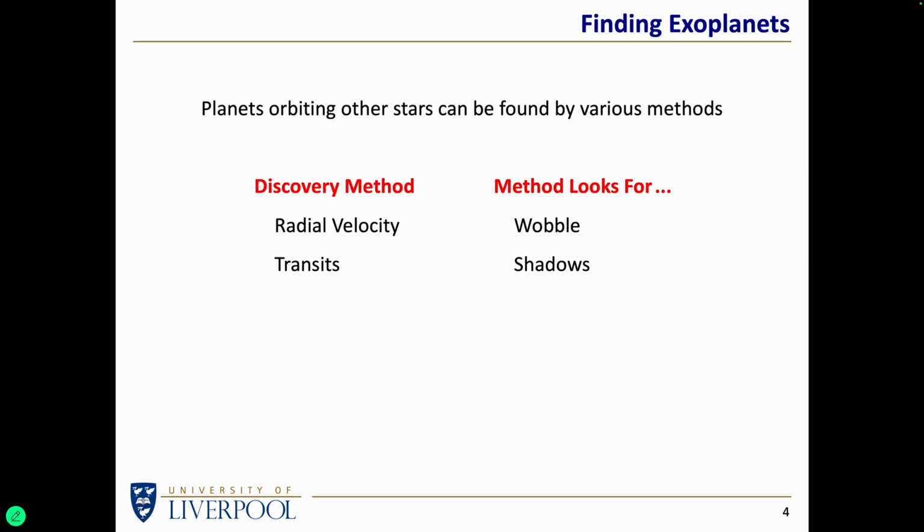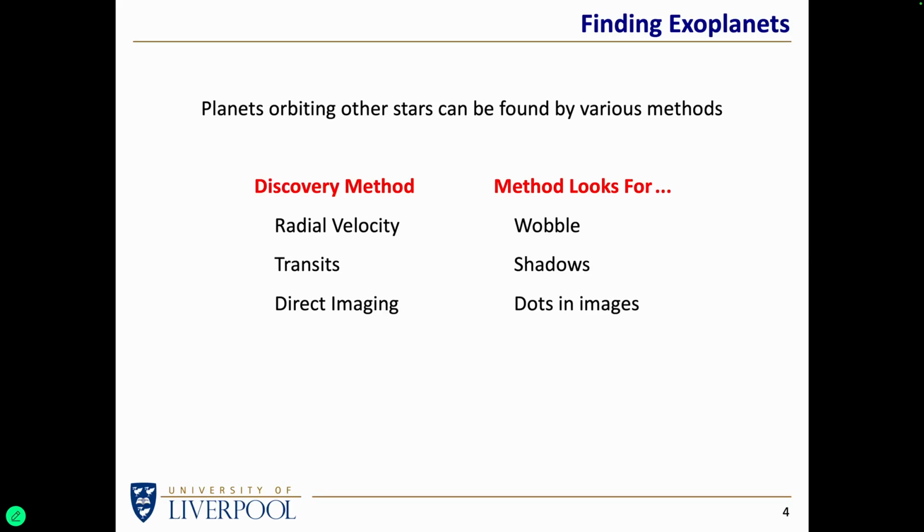Second discovery method is transits, looking for the shadow, in other words, the drop in the output of light caused by a transit of a planet in front of the star. Those 2 methods alone account for a very large fraction of all the exoplanets that have been found to date. But there are other methods. For instance, becoming more popular these days is direct imaging.